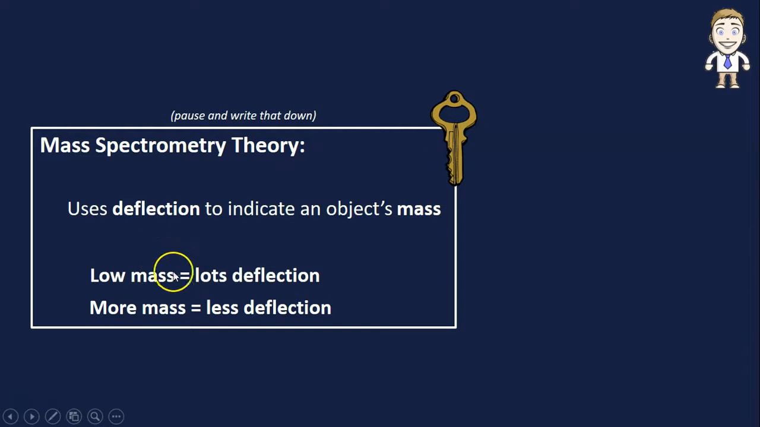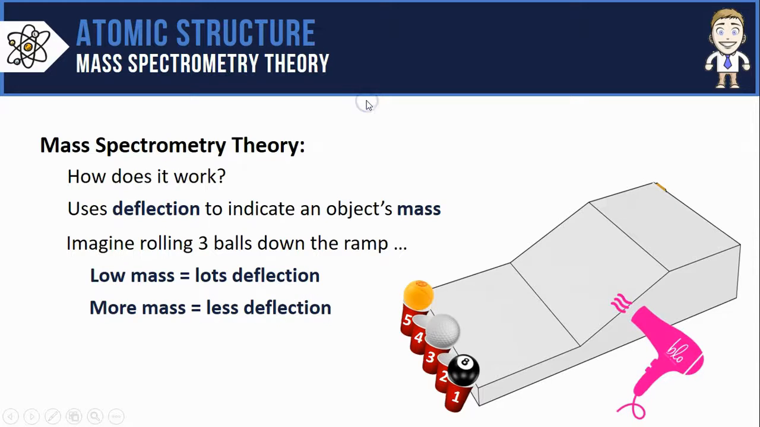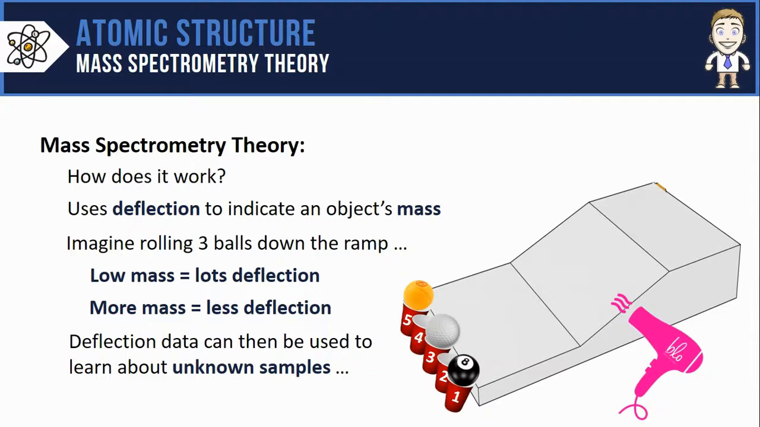A light object gets deflected a lot, a heavy object gets deflected a little, and the best part about it is once you have some deflection data, you can then analyze unknown samples. Say this tie-dye ball, I have no idea how massive that ball is, but if I rolled it down the hill and it was deflected exiting in cup 4, then I would know that its mass is somewhere in between that of a ping pong ball and a golf ball.